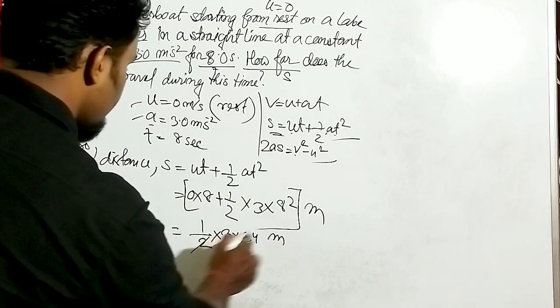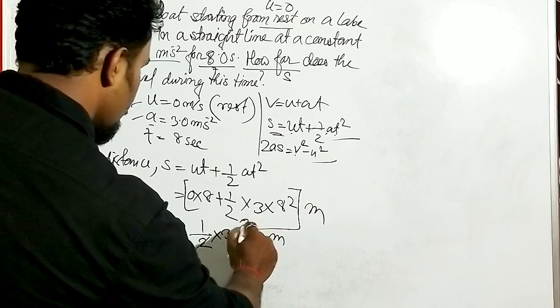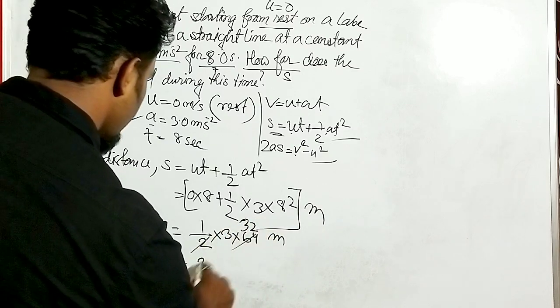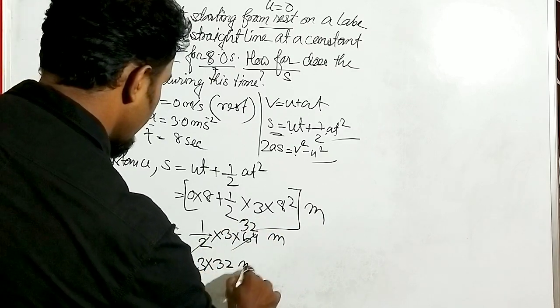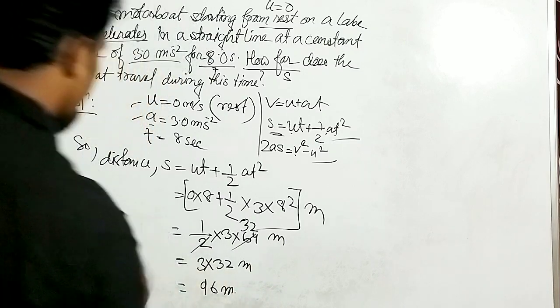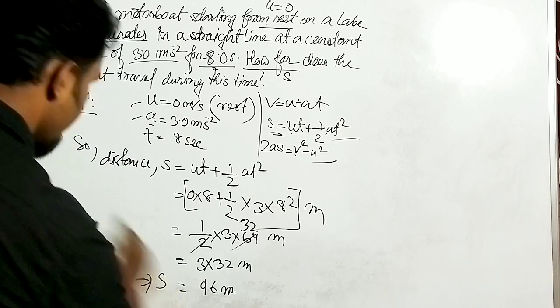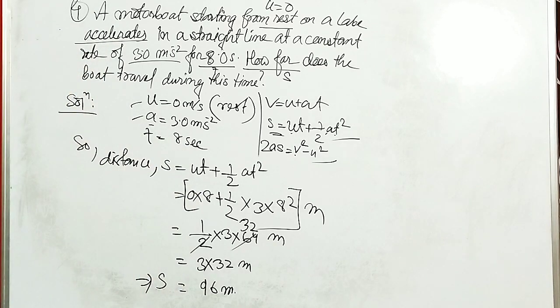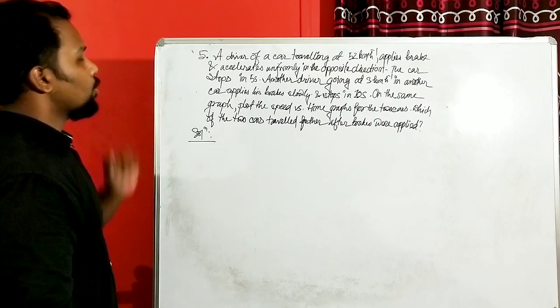Now we will actually cut it down. Okay, 3 2, that means 3 into 32 meter, which will be equal to 96. That means the distance s will be 96 meter. Quite simple. Just pause the video and write this down. This is our question number 5.